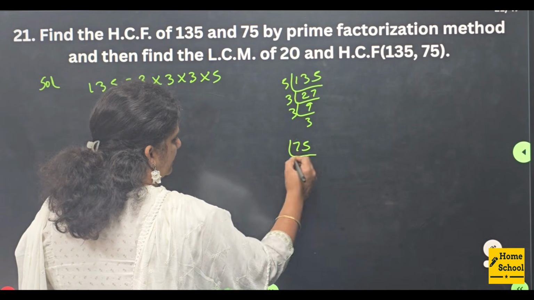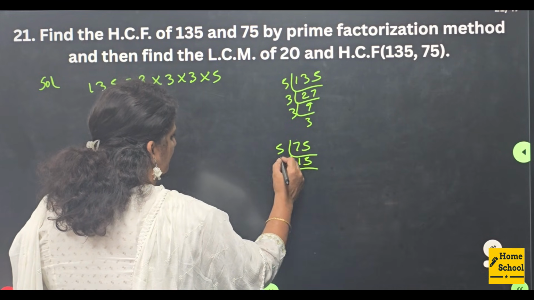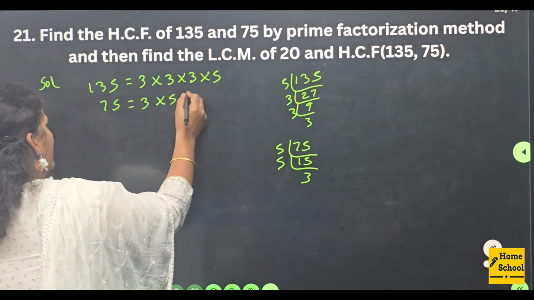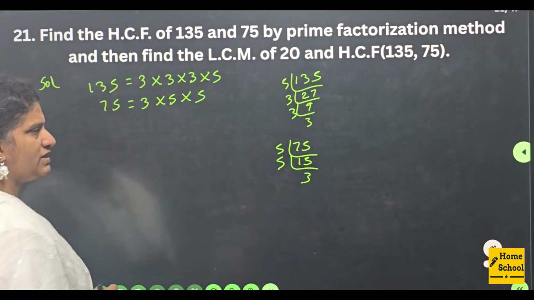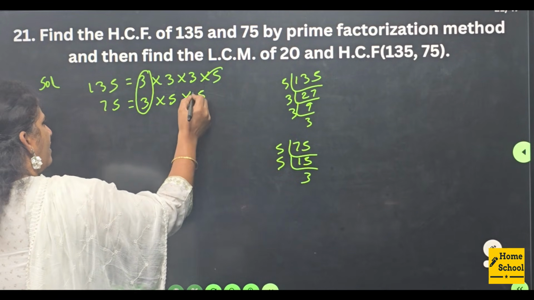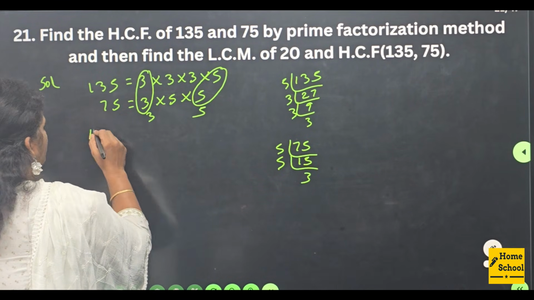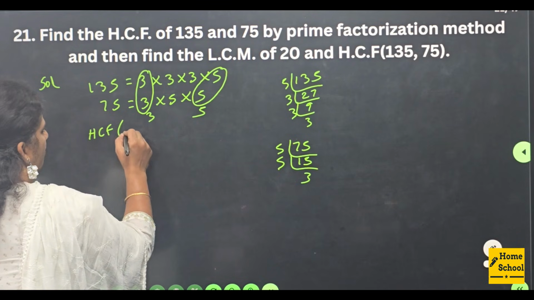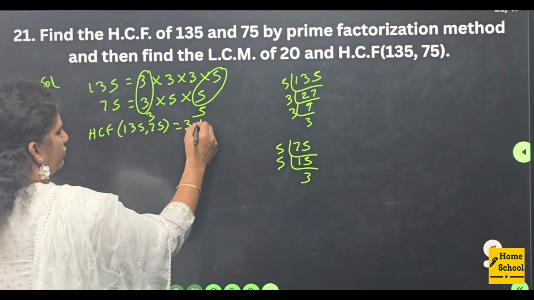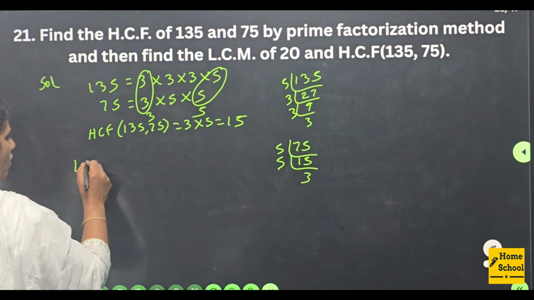75 also do LCM. 5 1s are 5, 5 5s are 25, 5 3s are 15. This can be written as 3 into 5 into 5. Now observe what the common numbers are. 1 3 is common and 1 5 is common. Therefore, HCF of 135 and 75 is equal to 3 into 5, that is 15. That is your HCF.